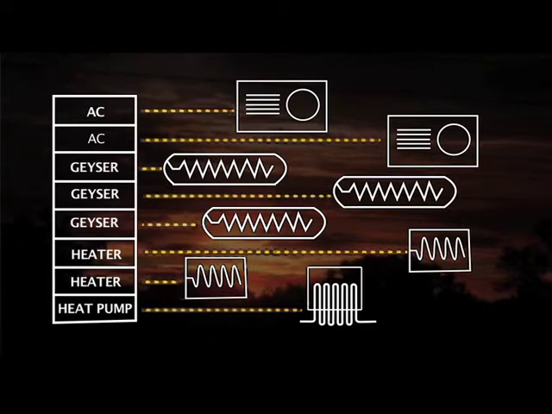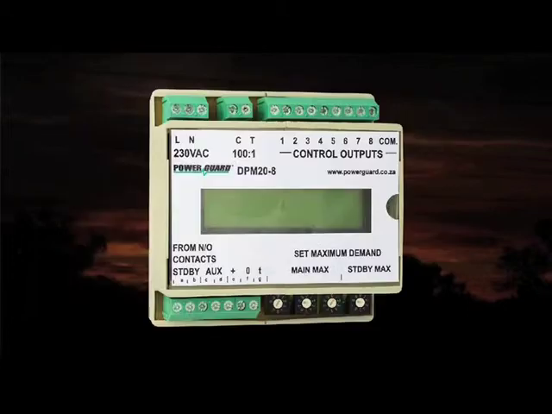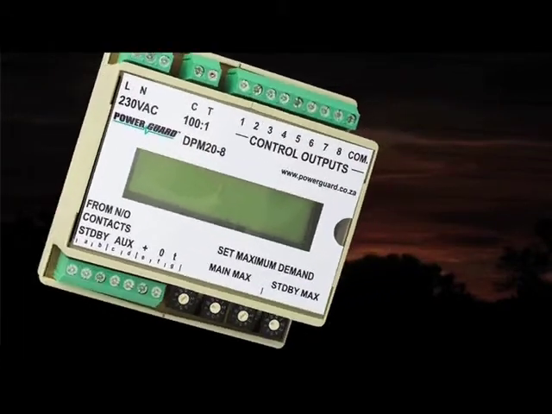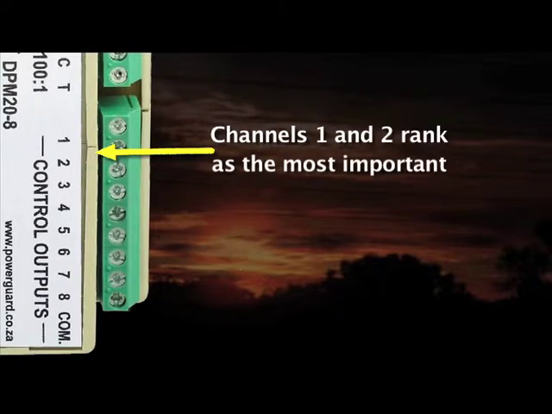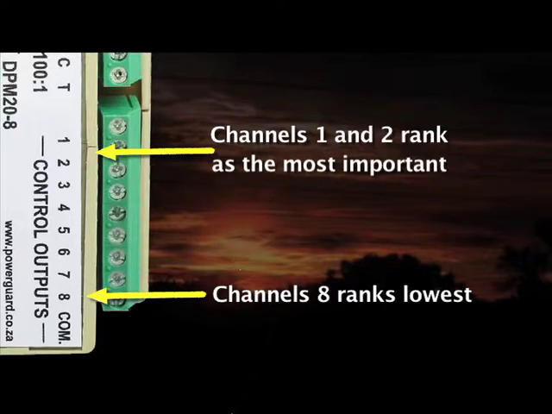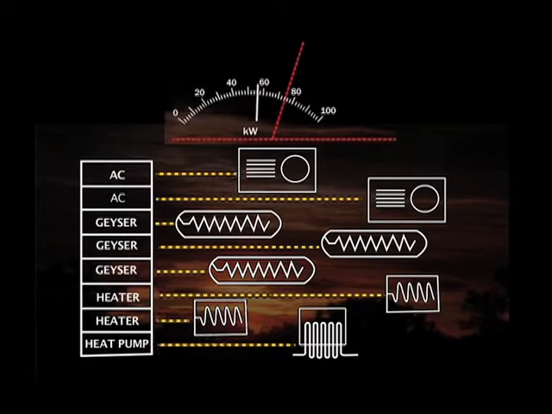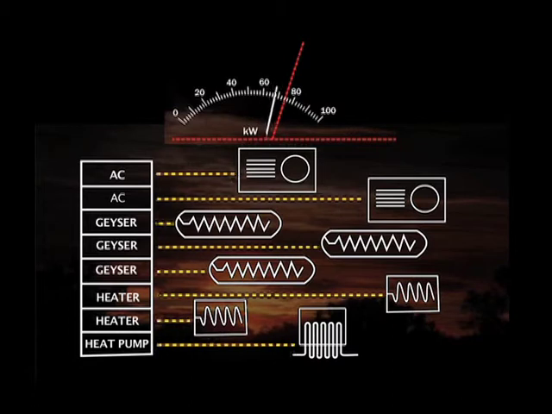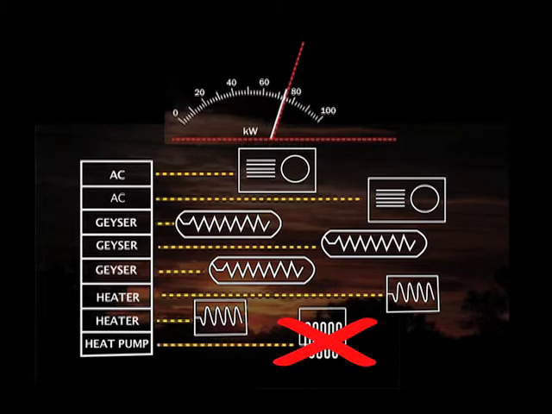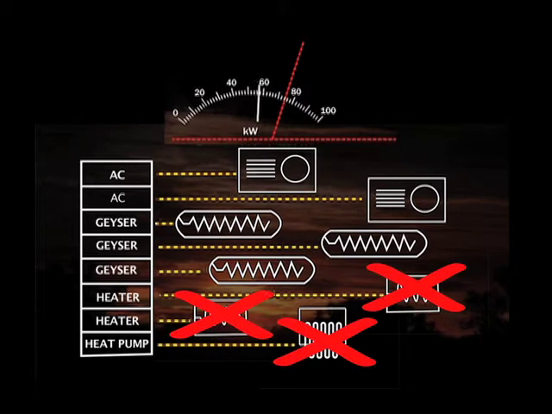The appliances are connected into a hard-coded hierarchy, specifying the relative importance of the different appliances. Channels 1 and 2 rank as the most important. Channel 3 is next in line, and so it goes down the order to Channel 8, which ranks lowest. As PowerGuard prepares to shed interruptible loads, it searches for the lowest priority load, in this case Channel 8, the heat pump. If the demand is still too high, it seeks the next lowest priority and so on until the demand is below the preset limit.